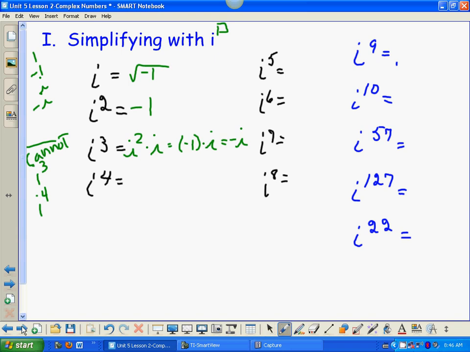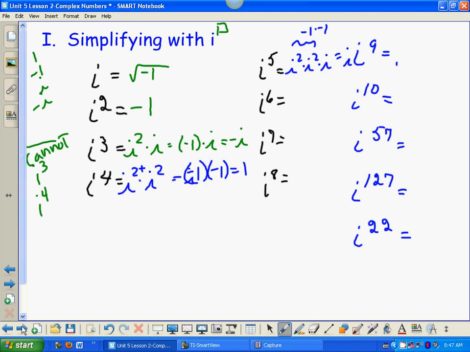Now, if I have i to the fourth, I can think of it as i squared times i squared, correct? Because 2 plus 2 gives me the exponent of 4. So this gives me negative 1 times negative 1, or 1. Okay. i to the fifth. Can't I think of it as i squared times i times i? I know that that is negative 1 times negative 1. So negative 1 times negative 1 is a positive 1, times i is a regular i.